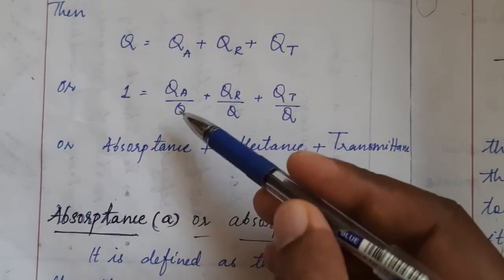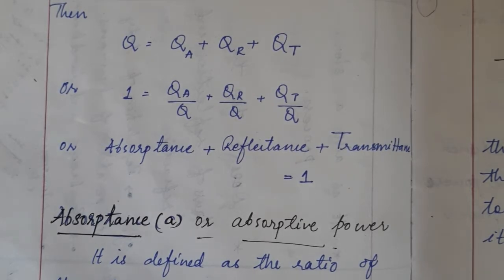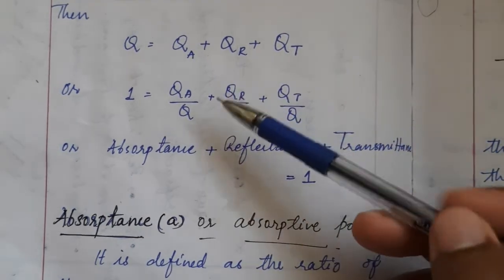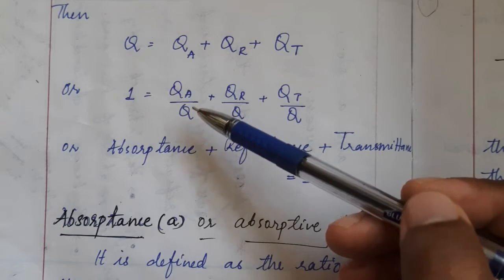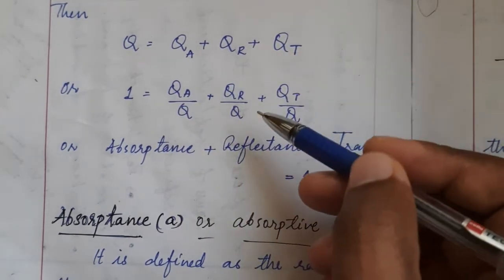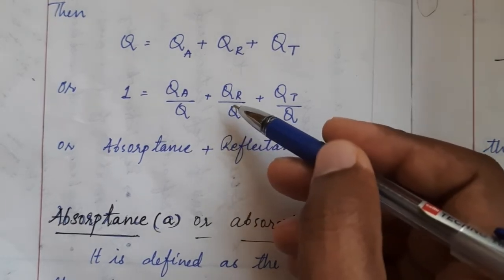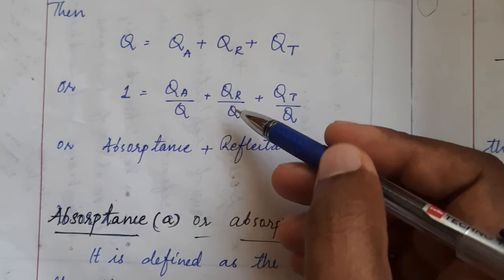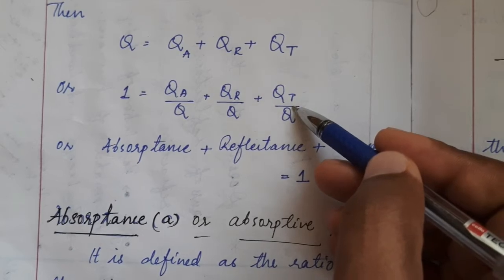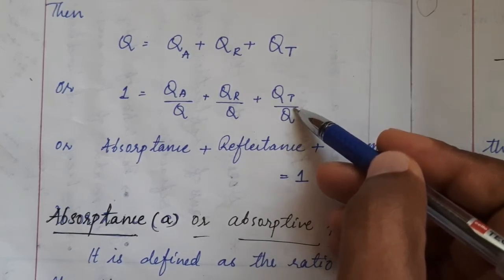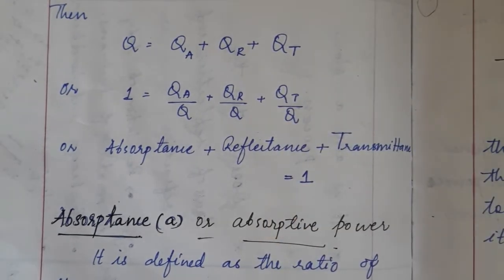So look at this QA by Q, that is the absorptance. It's also known as absorptive power. It is defined as the ratio of thermal energy absorbed by a body in a certain time to the total thermal energy incident on it. Similarly, reflectance is the ratio of thermal energy reflected from a body to the total thermal energy incident on it. This is transmittance or transmittive power, the ratio of thermal energy transmitted to the thermal energy given to it.